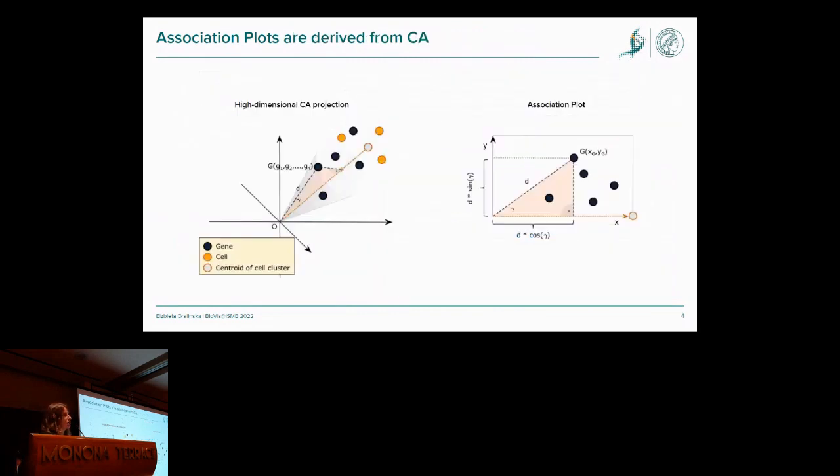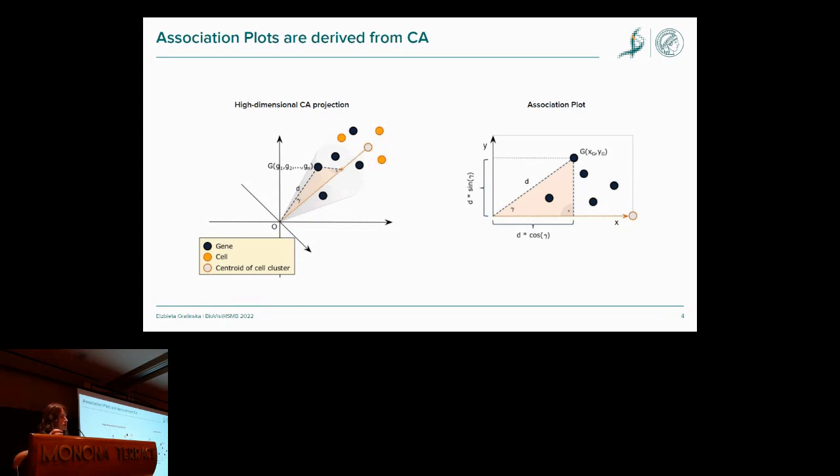The question is, how can we achieve this? Namely, to generate association plots, we use a method which is called correspondence analysis. Probably some of you have heard about correspondence analysis, but this method is not very common in biological sciences, and that's why we decided to use correspondence analysis, which is in fact a method similar to PCA. However, there are some differences. Namely, by applying correspondence analysis to our data, we are able to represent both the genes and the cells in one space.